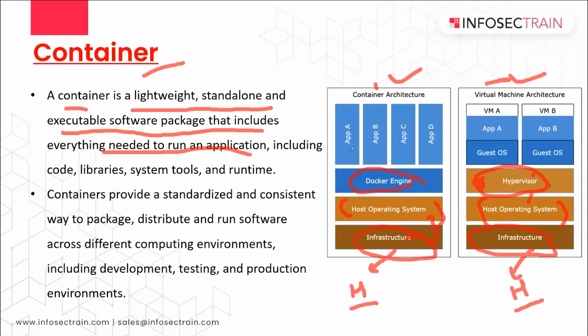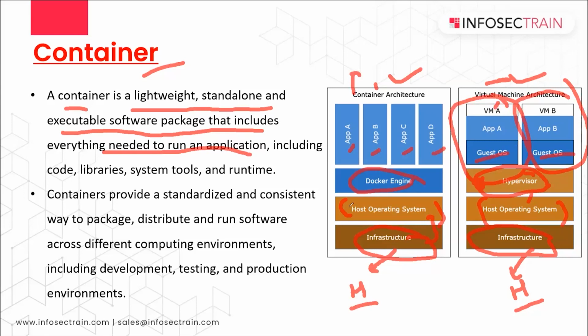Over that, you can deploy multiple applications: application A, application B, application C, and application D, over the Docker engine. And this is your hypervisor. In the hypervisor, if you go over VMware, you will see one type of operating system and another type of operating system present there. Two different operating systems are present, and they are guest operating systems as well. But in the container, you are not going to see any guest operating system.